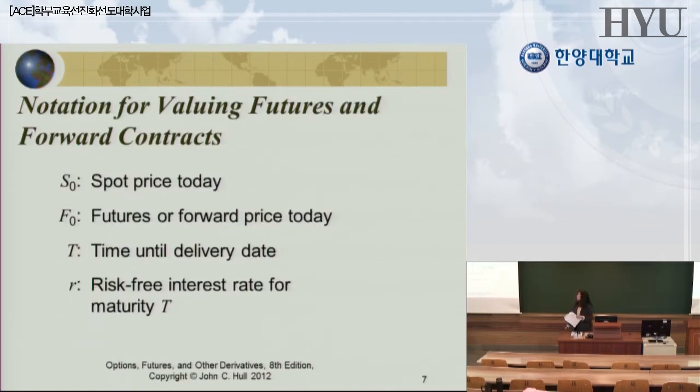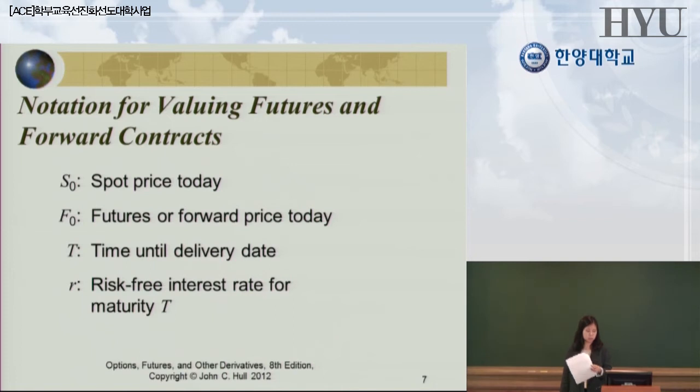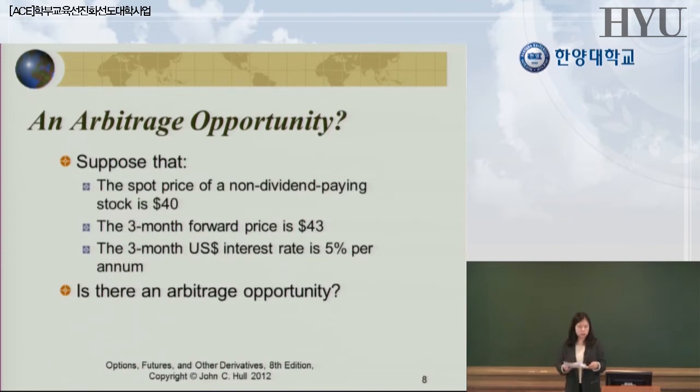This page shows some notations. S0 is the spot price today and F0 is the futures or forward price today. T is the time until the delivery date. R is the risk-free interest rate for maturity T. And next, there are questions which will explain valuing the forward price.